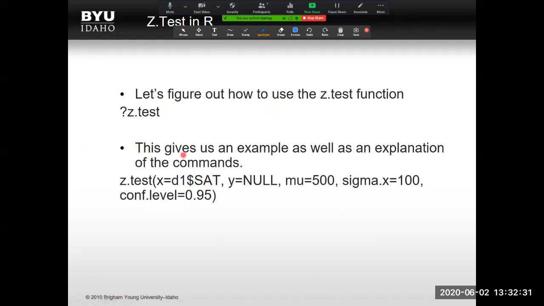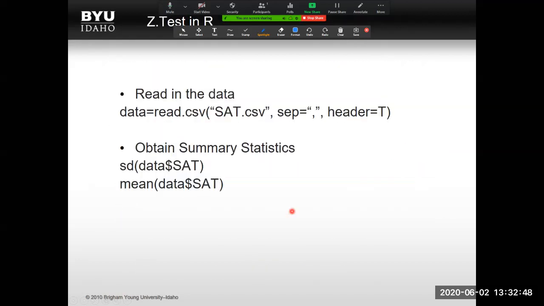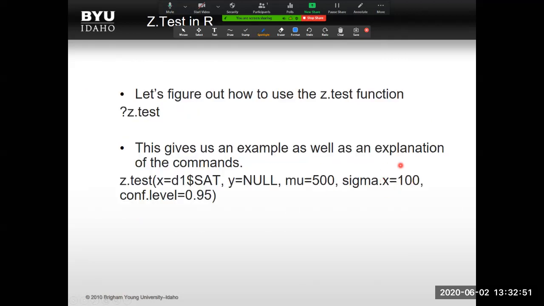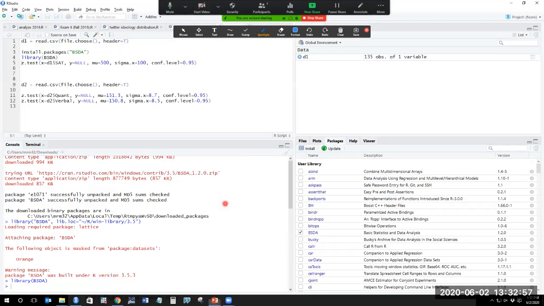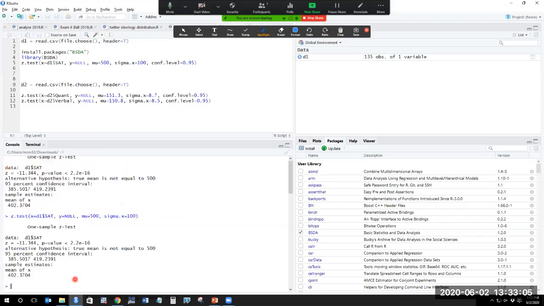So here's how it works, right? z.test is the function. I tell it my x variable, D1$SAT. Y is null because I don't have a Y. I give it the population mean, which is 500. I tell it the population standard deviation, which is 100. And then this confidence level I can leave on or take off. Let's just see with this. Run that code. I think I could actually change some. I can take this confidence level off because that doesn't matter that much and get the same answer. It doesn't even change anything at all. And I think I could even get rid of this Y.